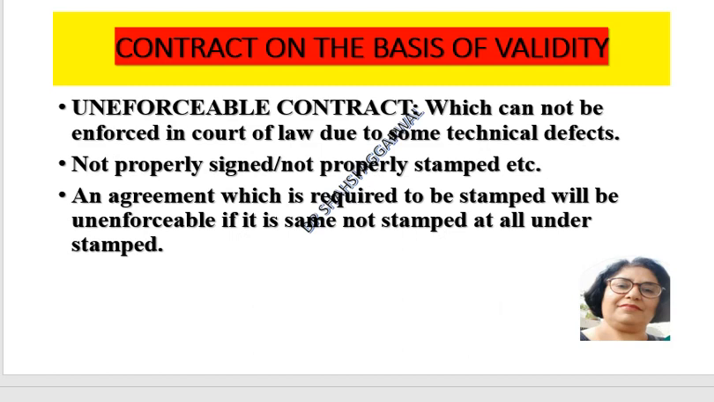An unenforceable contract is one which cannot be enforced in a court of law due to some technical defects, like they are not properly signed, not properly stamped, or, like in the sale of immovable property, not properly registered. An agreement which is required to be stamped will be unenforceable if it is not properly stamped.